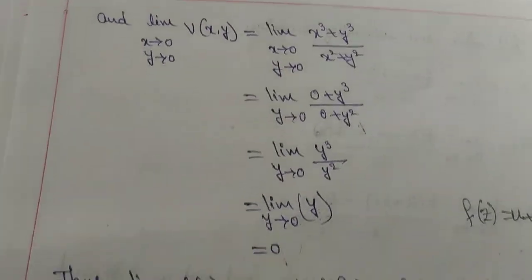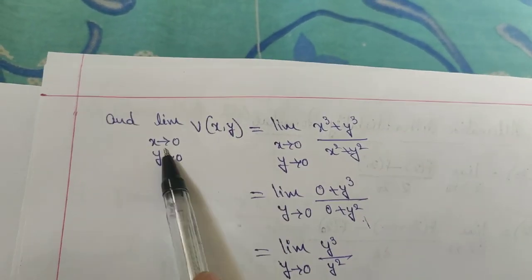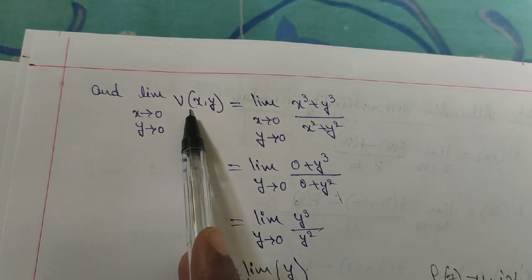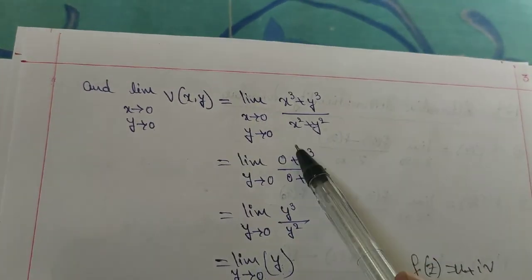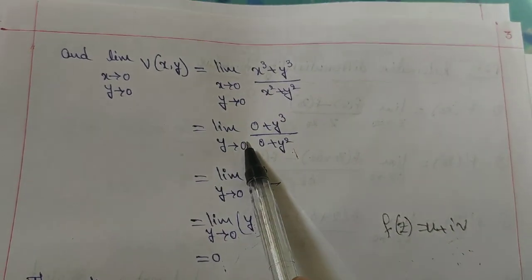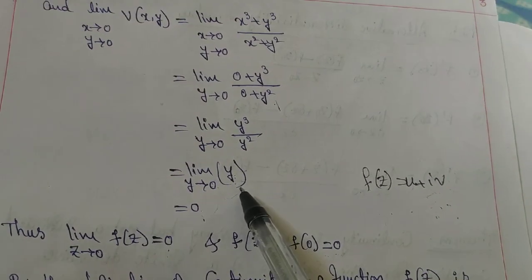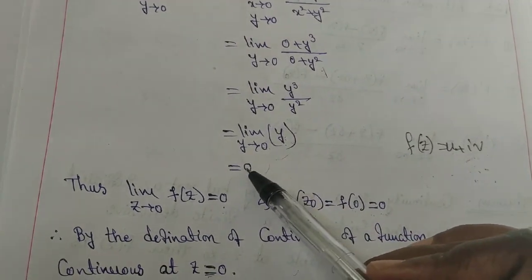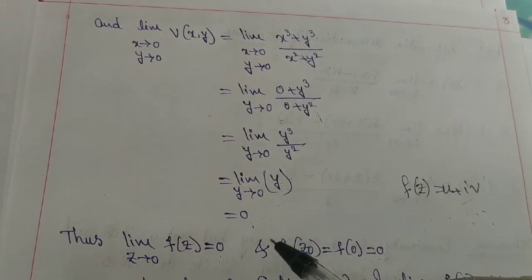Apply the same procedure for v. That means apply the limit for v as x tending to 0, y tending to 0 here also, instead of z tending to 0, because v can also be expressed in coordinates x and y. So apply the value of v here. Next, apply the x tending to 0 limit. Then y cube by y square cancels, and I got y. Next, apply the y tending to 0 limit. We got 0.